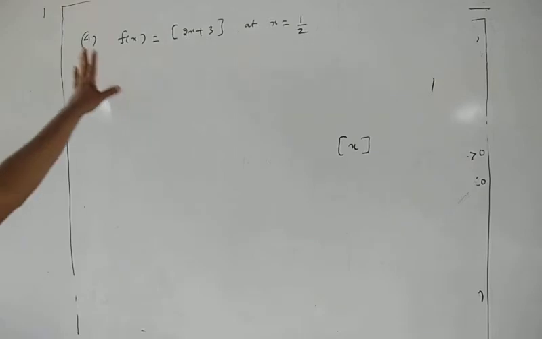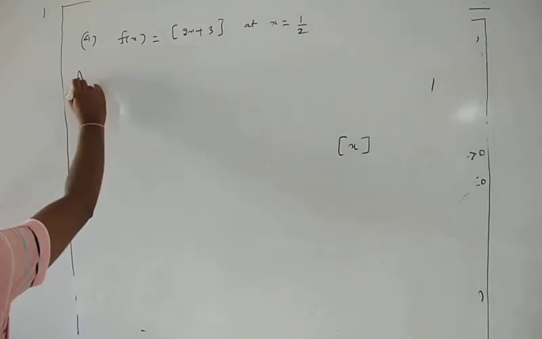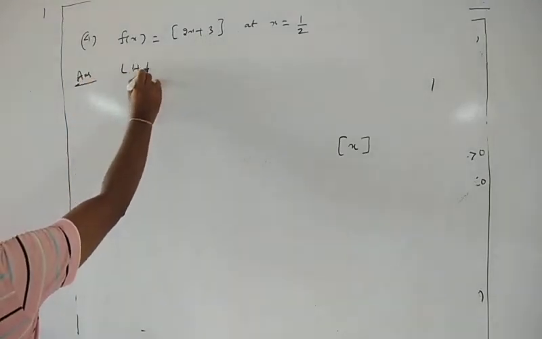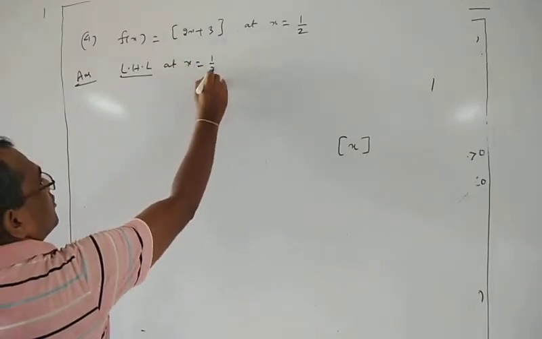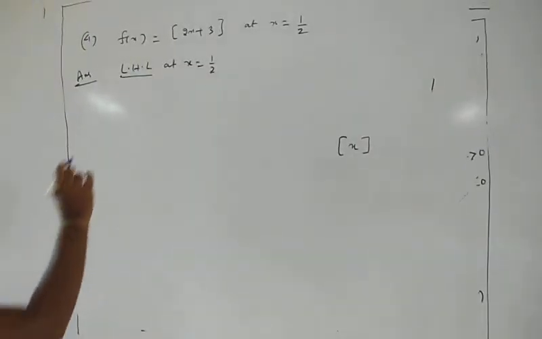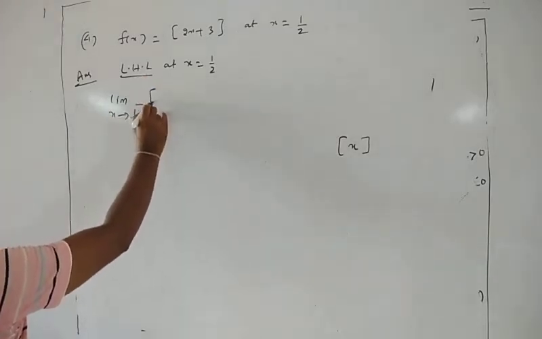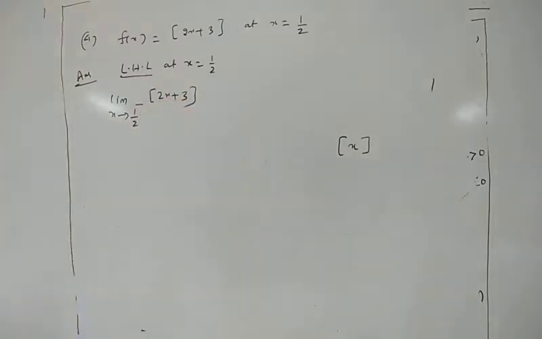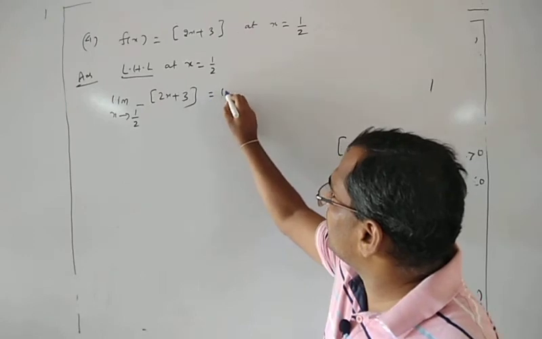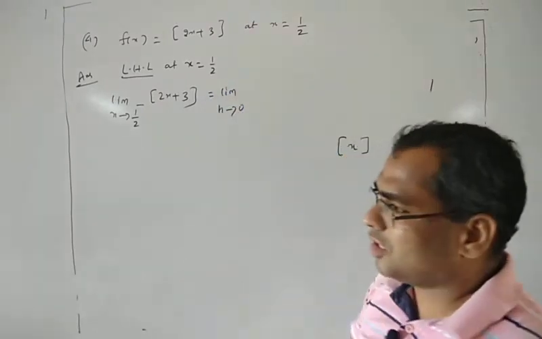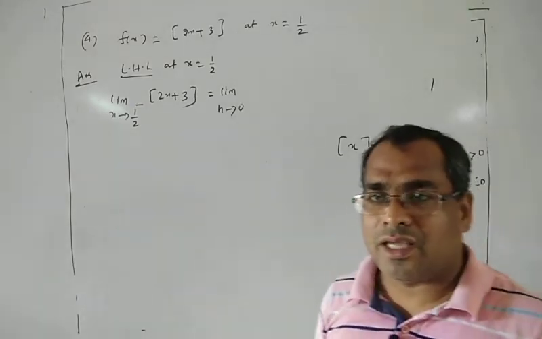So for continuity of the function, we find the left hand limit and the right hand limit. Left hand limit at x is equal to 1 by 2. So how to write the left hand limit? Limit x tends to half minus f(x), here f(x) equal to bracket 2x plus 3. So this is equal to limit h tends to 0. You know limit x tends to a minus f(x) is equal to limit h tends to 0 f of a minus h.